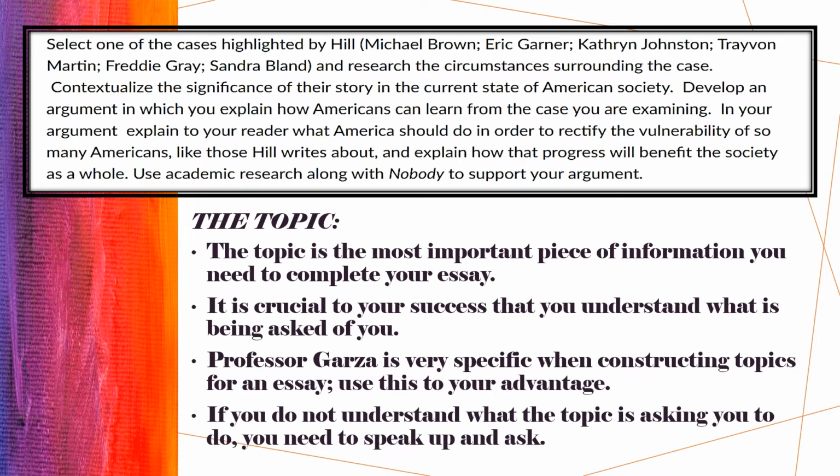In your argument, explain to your reader what America should do in order to rectify the vulnerability of so many Americans like those that Hill writes about. So you are going to come up with a solution to help prevent cases like this in the future. You will also need to explain how that progress will benefit the society as a whole. Use academic research along with Nobody to support your argument.